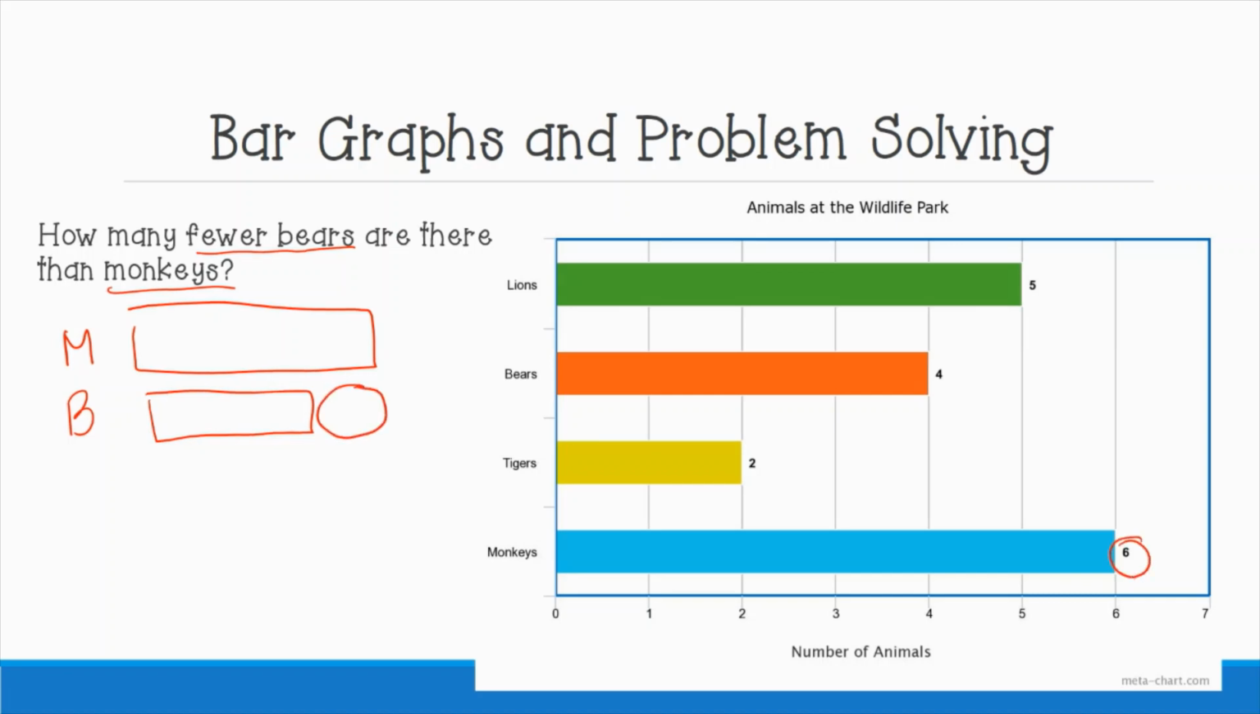So I have 6 monkeys and 4 bears. So I need to figure out how many fewer there are. Again, I can subtract 6 minus 4, and I get 2. So there are 2 fewer bears.